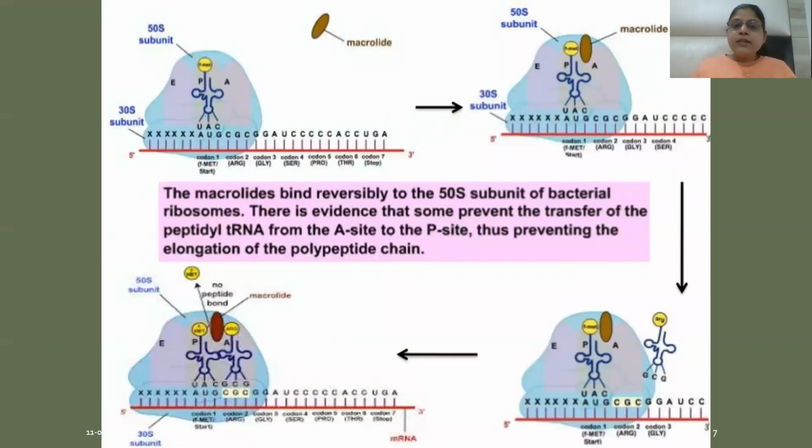The macrolides bind reversibly to the 50S subunit of the bacterial ribosomes. There is evidence that some prevent the transfer of peptidyl tRNA from the A site to the P site, thus preventing the elongation of the polypeptide chain. Means the polypeptide chain will not be elongated, because translocation from the A site to the P site doesn't take place, so protein synthesis is inhibited, and thus it is antibiotic in nature.